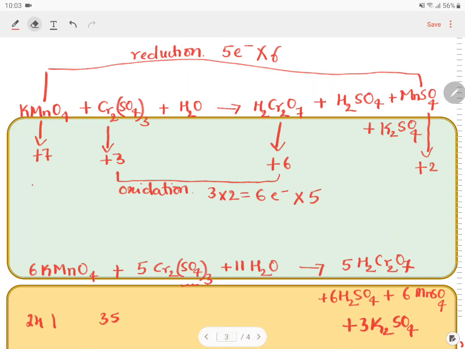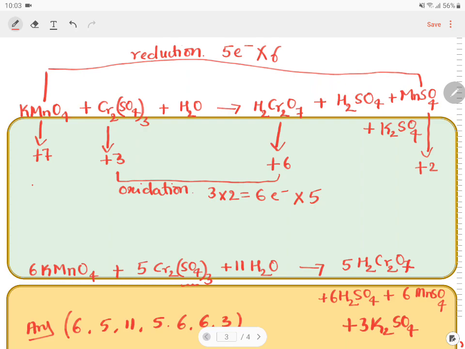So this is how we can find the coefficients easily by the oxidation number method. You can apply any method. I think this is the simplest one. So look at the coefficients. What is the answer now? The coefficients are nothing but 6, 5, 11, 5, 6, 6 and 3. I am writing in the same order. So this is the answer.